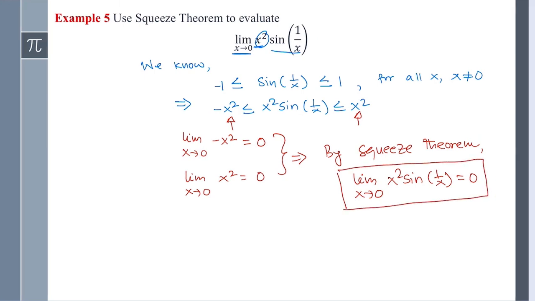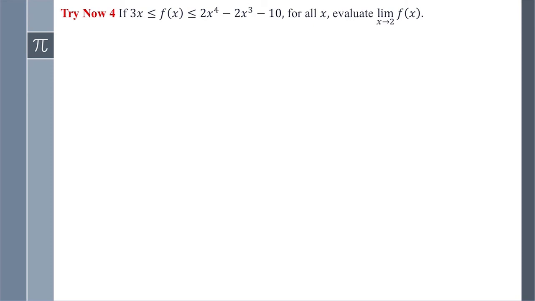Let's look at one more example. Now here we are asked to find the limit as x approaches 2 of f of x. Okay, so we don't know what that function is, but we are given the inequality, which is good. So we can try using the squeeze theorem. So let's go ahead and try that. So if we get the same limit for the lower function and the upper function, then we can conclude that the limit for the middle function is also the same. Okay, so let's go ahead and do that.